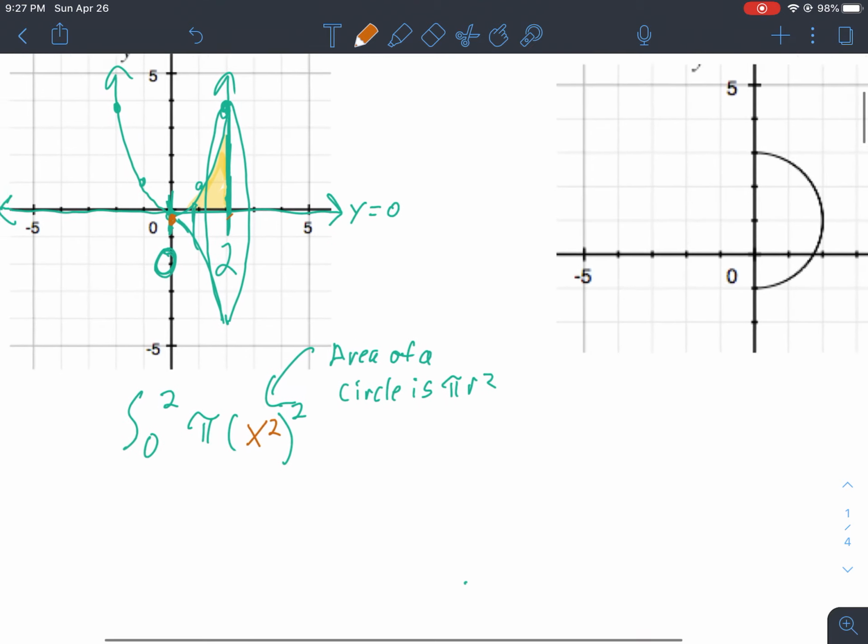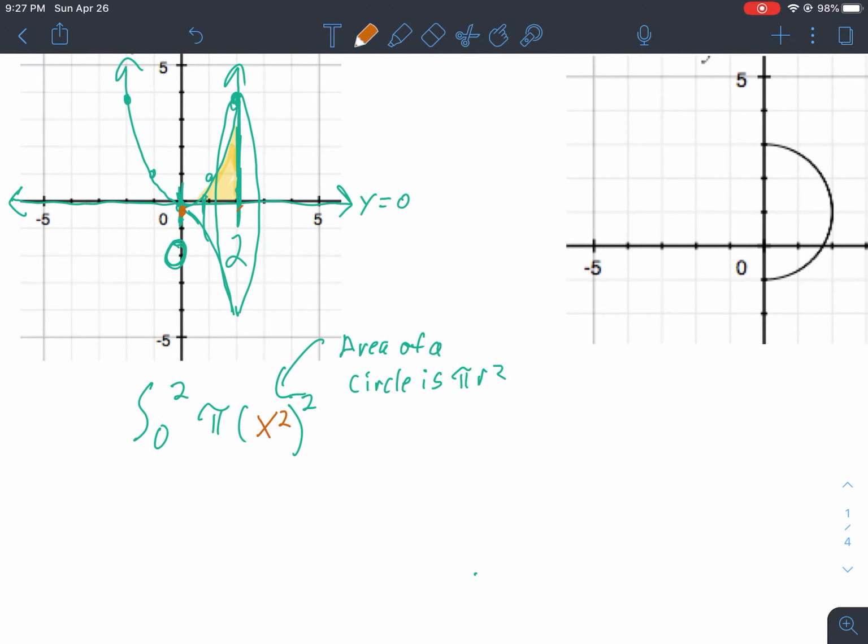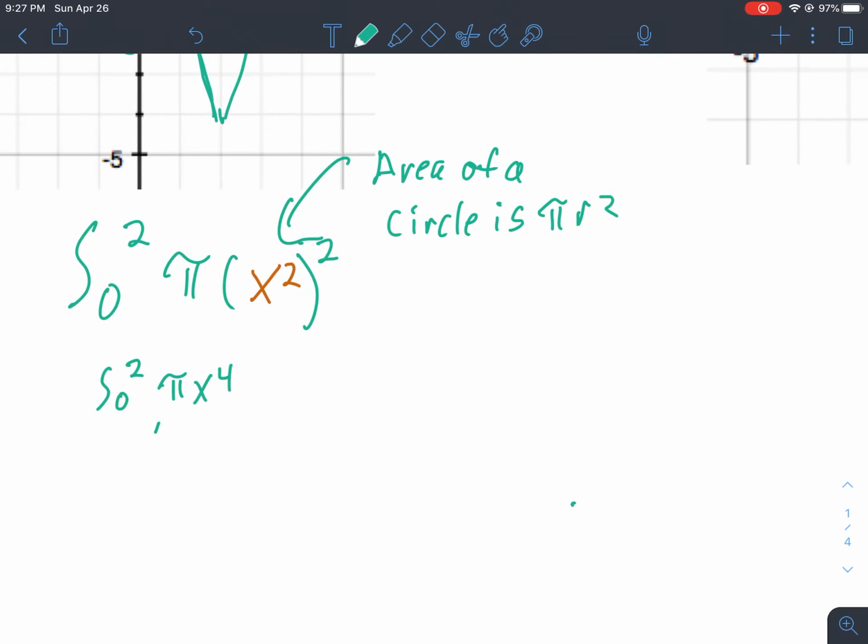The integral adds them up. So if we find this integral, all the radiuses between 0 and 2, and then we plug it into the formula pi r squared, we have all the circles between 0 and 2 making up a volume. So we have the integral from 0 to 2 of pi x to the 4th. Now the antiderivative of that is pi, that's just a constant, over 5 x to the 5th, evaluated from 0 to 2.